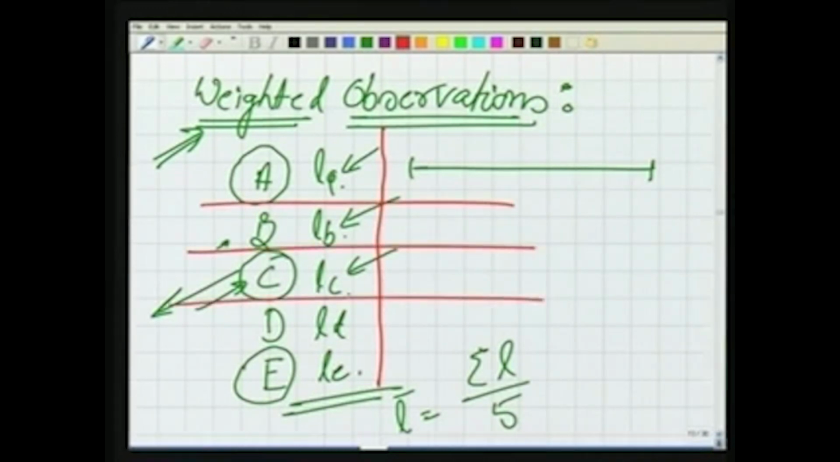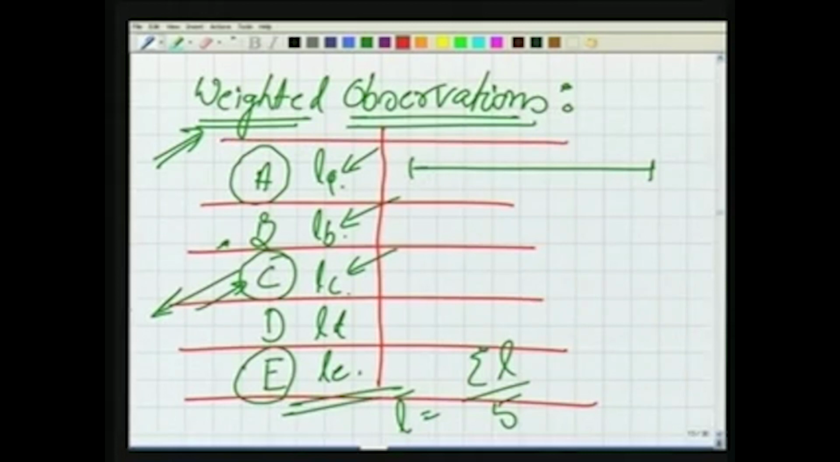So along with these observations, we also make a table. Now, along with these lengths, we also write WA, WB, WC, WD, WE, and these are the weights of these observations. Well, if our observations are weighted, how can we proceed further? Now, each and every observation has a different weight.